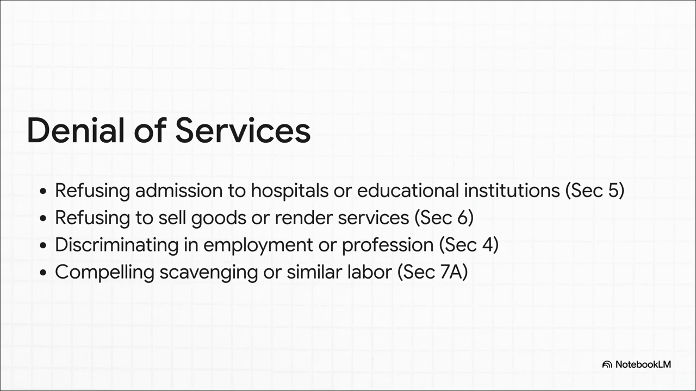The law pushes right into economic and professional life. It's illegal to refuse someone admission to a hospital or a school. It's illegal to refuse to sell them goods or provide a service. And it's illegal to discriminate in hiring. And this is so important. Section 7A also makes it a crime to force someone into jobs like scavenging because of untouchability.